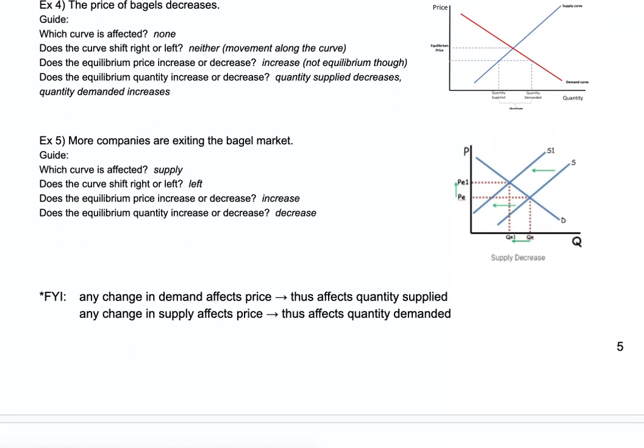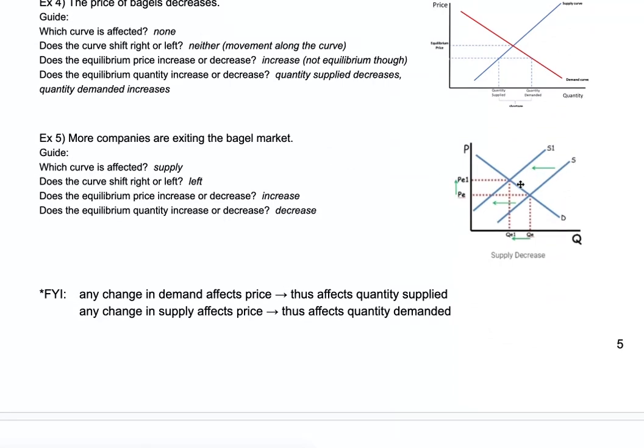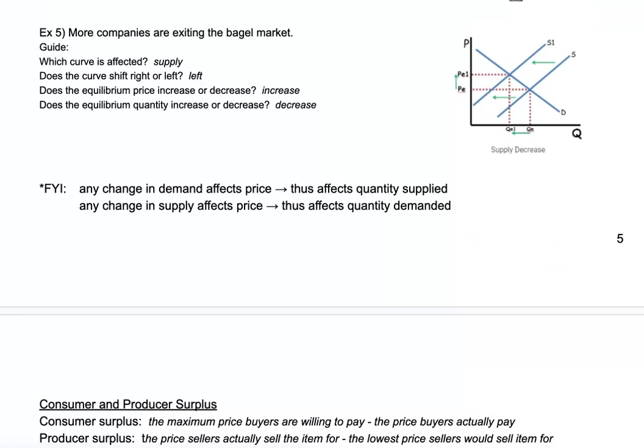More companies are exiting the bagel market. So that means the number of sellers is falling, which means price goes up, quantity goes down. Okay. And one thing to note, any change in demand does affect the price. Thus, it affects quantity supplied. Anything that affects demand will affect quantity supplied.